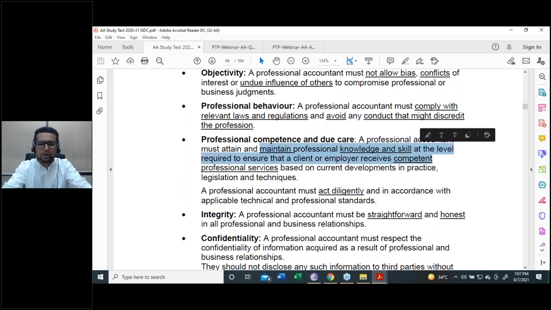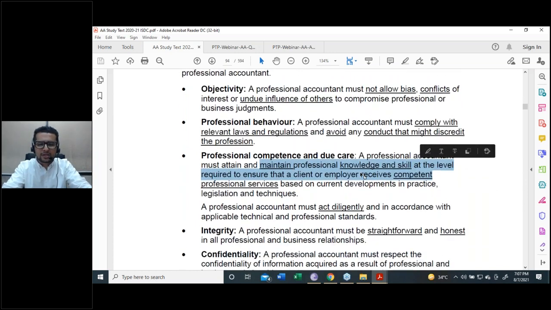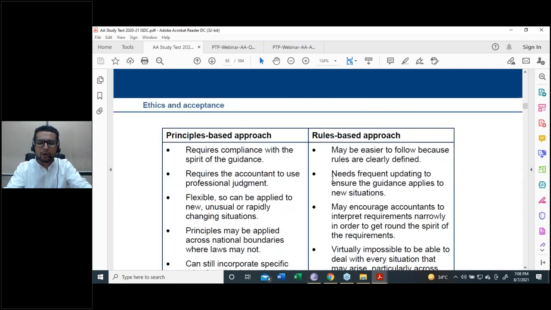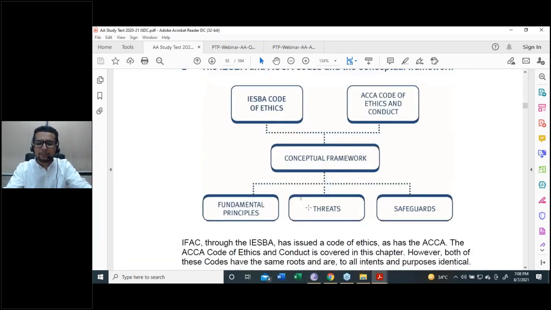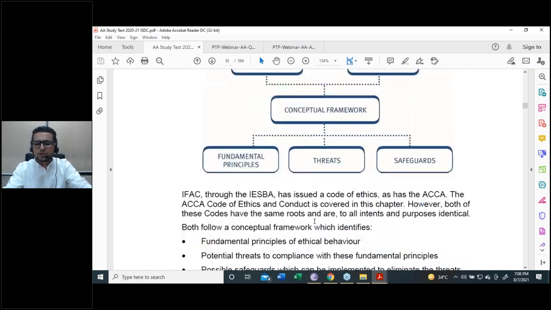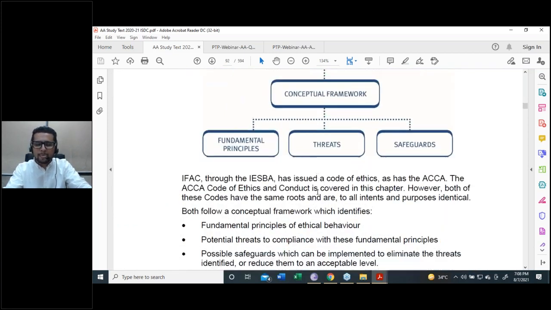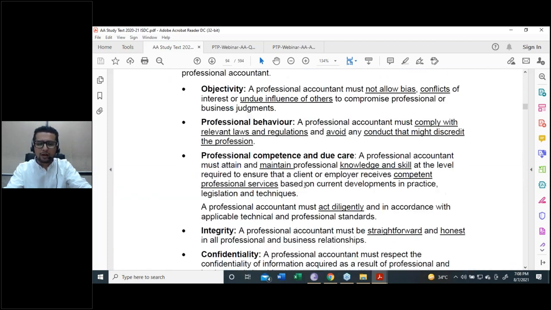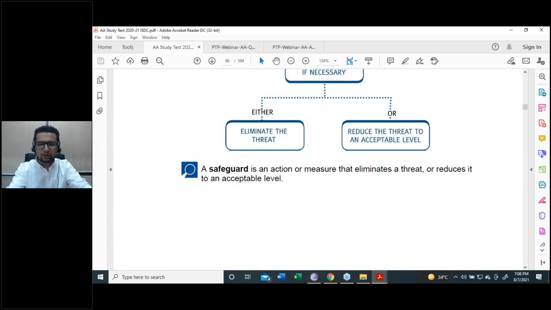So this is how these fundamental principles are made up. This is called ICOP square: integrity, confidentiality, objectivity, professional behavior, professional competence, and due care. So all of us need to make sure that these fundamental principles are followed. Now, if we all want to follow these fundamental principles, there is a problem, and the problem is very much practical, and the problem is called threats. So there are certain threats which are going to create problems when I'm going to follow these fundamental principles. And what are those threats? Let's explore what those threats are.